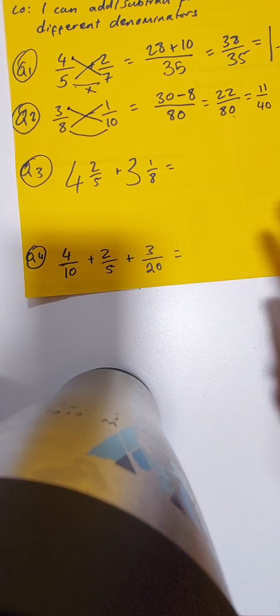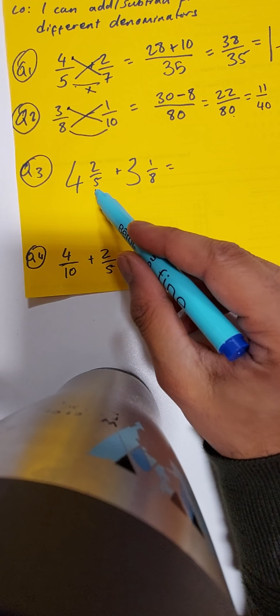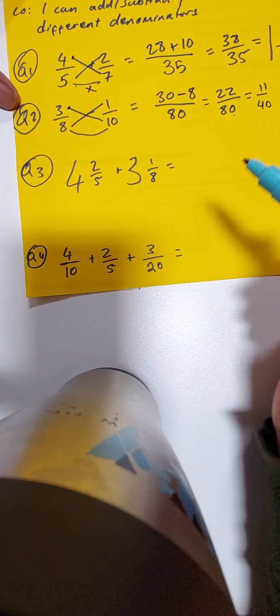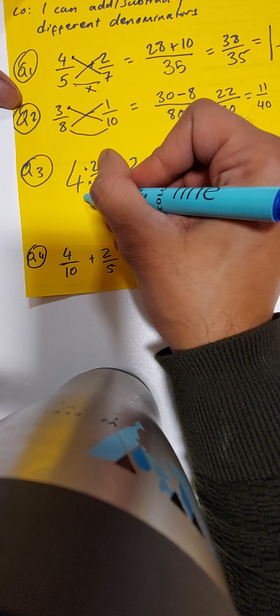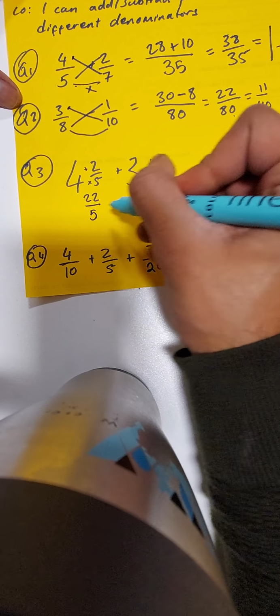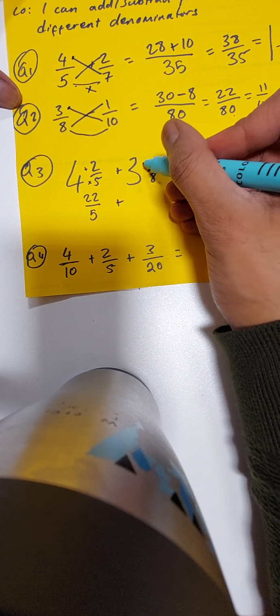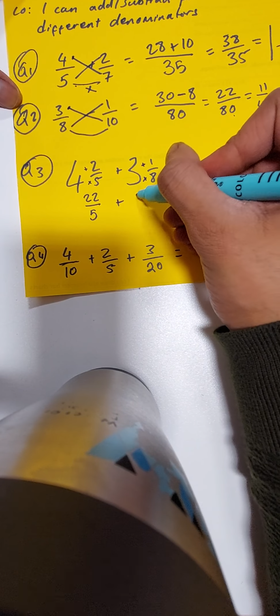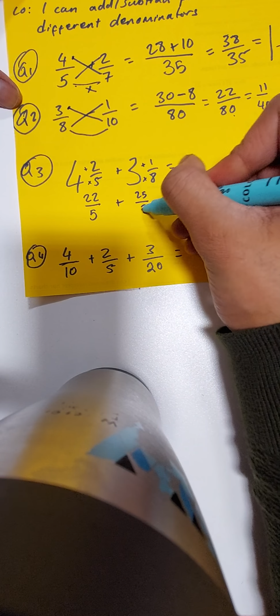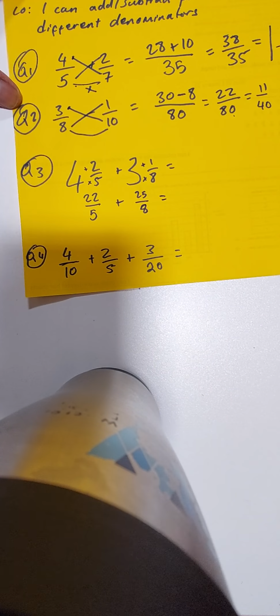Now, when you have mixed numbers, convert them to improper fractions first. So this one, 5 times 4 is 20, plus 2 becomes 22 over 5, plus 8 times 2 is 16, plus 1, 25 over 8. Okay, and then the same steps.